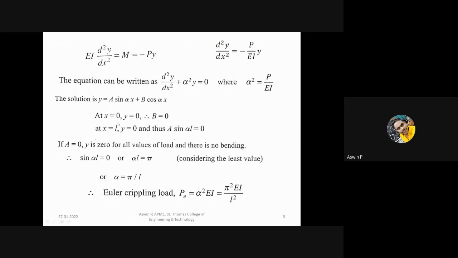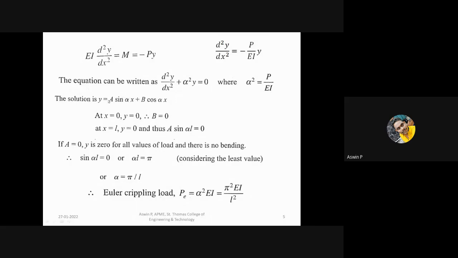So substituting these values in the previous equation, that is the solution, you will get y equal to 0. Applying the first condition, y equal to 0: A into sine alpha 0, that is sine 0 will come, this whole term will become 0. Plus B into cos alpha x, means cos 0 is equal to 1. That is 1 into B equal to y. So B should be 0. At least B should be 0 for us to get this equation stable. So from this equation, applying this boundary condition, we will get B is equal to 0.